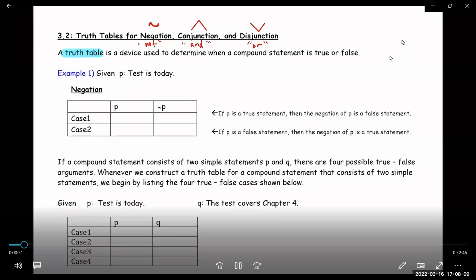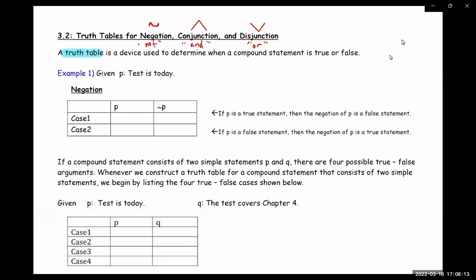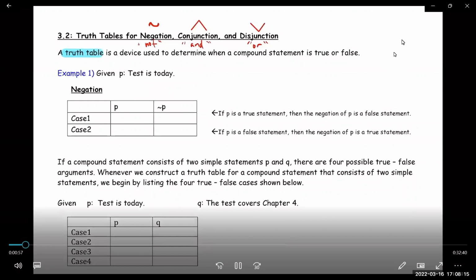A truth table is a device used to determine when a compound statement is true or false. So if you have a compound statement and you want to determine whether the compound statement itself is true or false, you have to create a truth table. All right, so here is the first example.